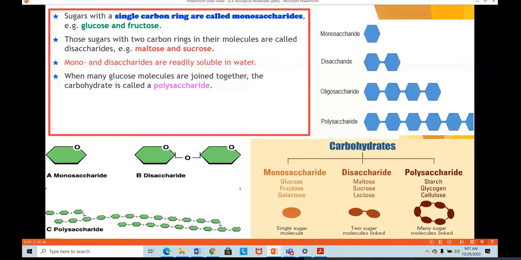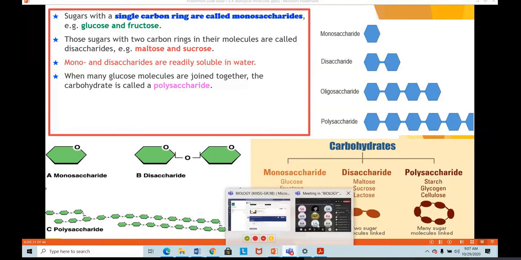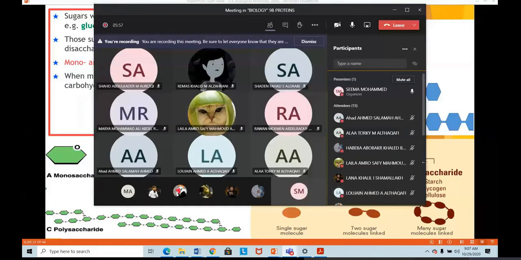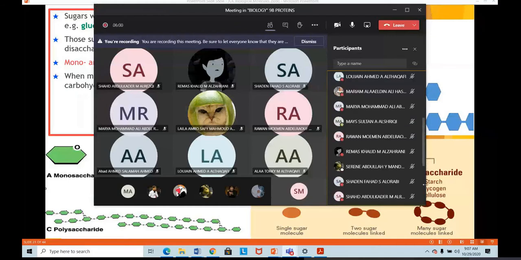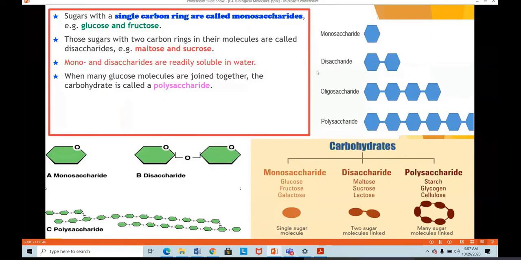And who's going to explain polysaccharides? Miss, can I? Go ahead, Laila. There are many sugar molecules, and for example, maybe like starch. And what are the other examples? Many sugar molecules, how are they linked together? Like cellulose also. Very good. Starch, cellulose, and glycogen, yes.